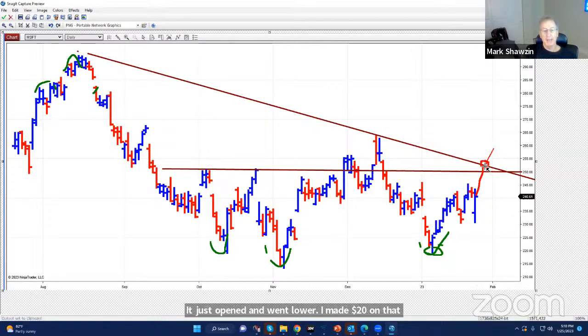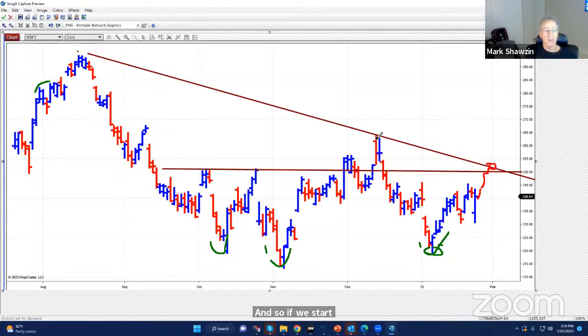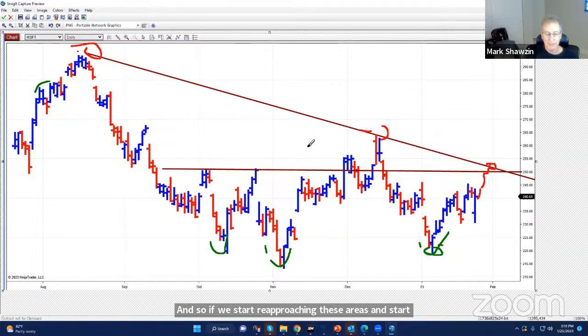But in my mind, this was the barrier. So this was an area where I thought, okay, it's not going to easily cut through that like a knife through butter. And so if we start reapproaching these areas and start breaking out, this will tell you that Microsoft is starting to bottom, but it still needs to do some work in here.